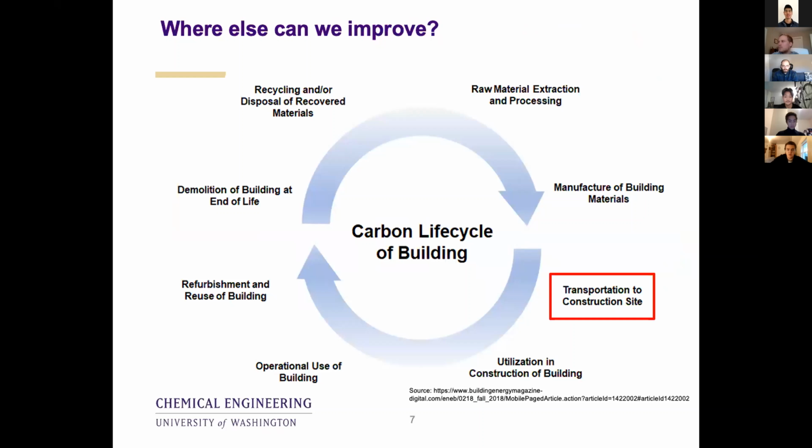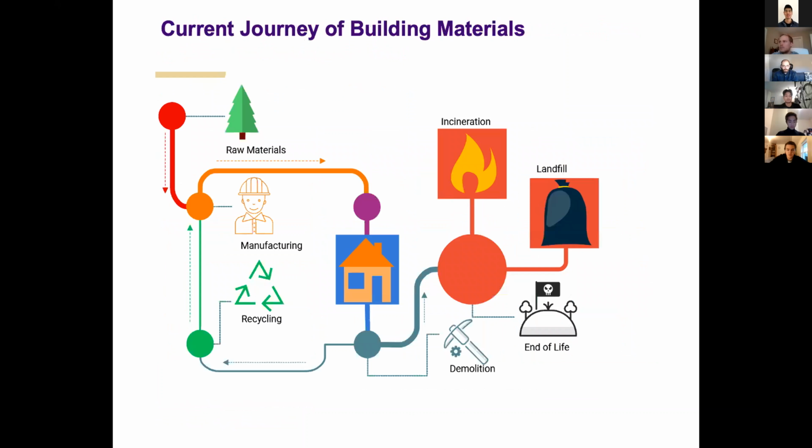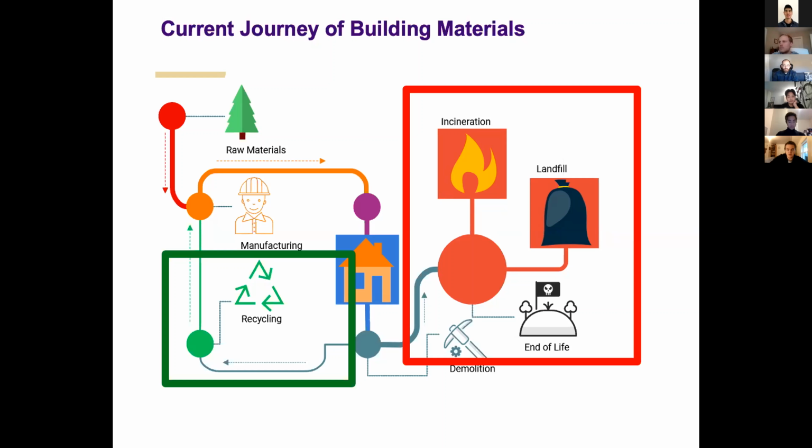Transportation and reuse of building materials are other key areas for improvement. Petroleum is a large percentage of energy costs for many materials, including lumber, gypsum, and concrete, the largest components of housing waste. Currently, raw materials are processed in plants and shipped long distances before being used. After disassembly, some materials are recycled, but most are either incinerated or buried in a landfill.